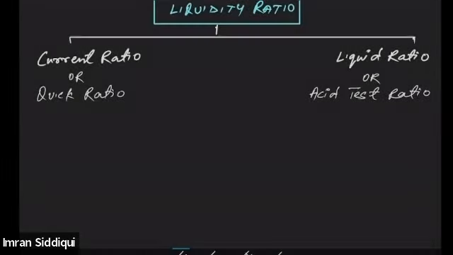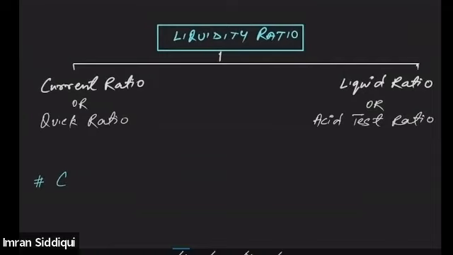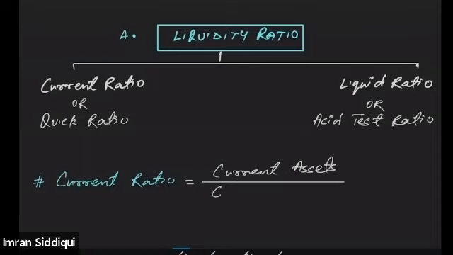Yes. Now, if we talk about the current ratio, how do we actually calculate it? Let me give you the formula. The formula for finding out the current ratio is current assets divided by current liabilities. This is it. Current ratio is calculated by dividing current assets by current liabilities. Or we also call it quick ratio.